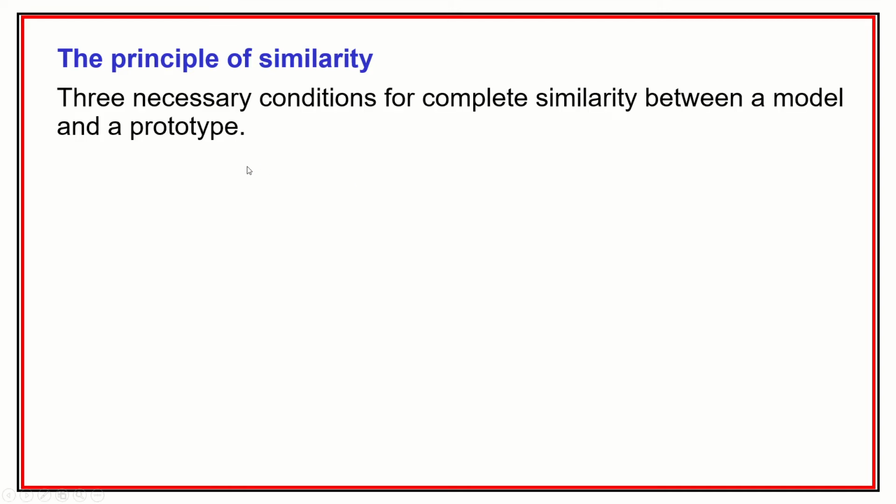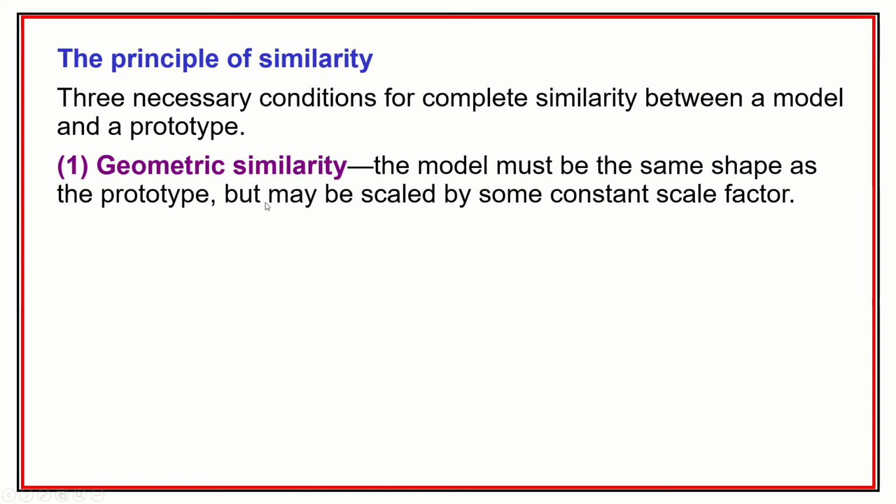Okay, so here are the principles of similarity. This is really stating what I just said in a different way, which is what restating means. There are three necessary conditions for complete similarity between a model and a prototype. We have geometric similarity, and that's the one that just makes sense. It's a scale model. A lot of times it'll be the same proportions and that type of thing.